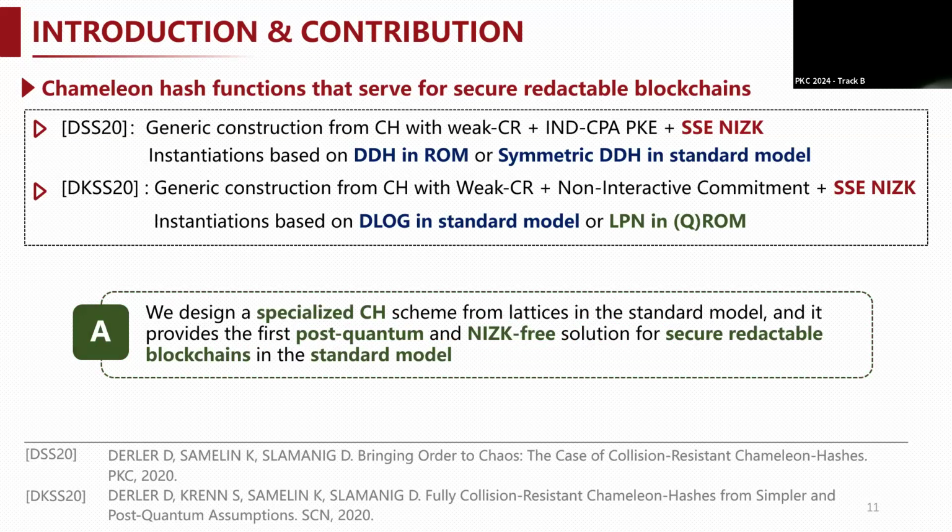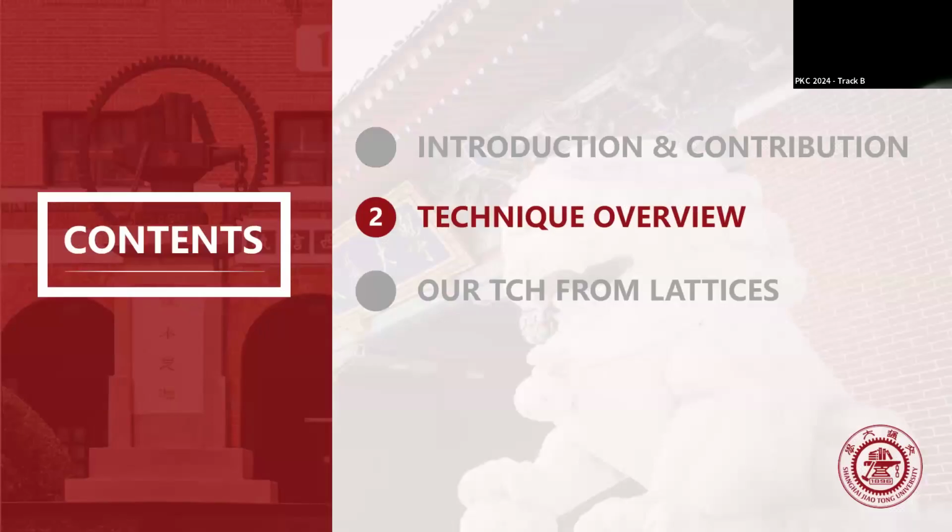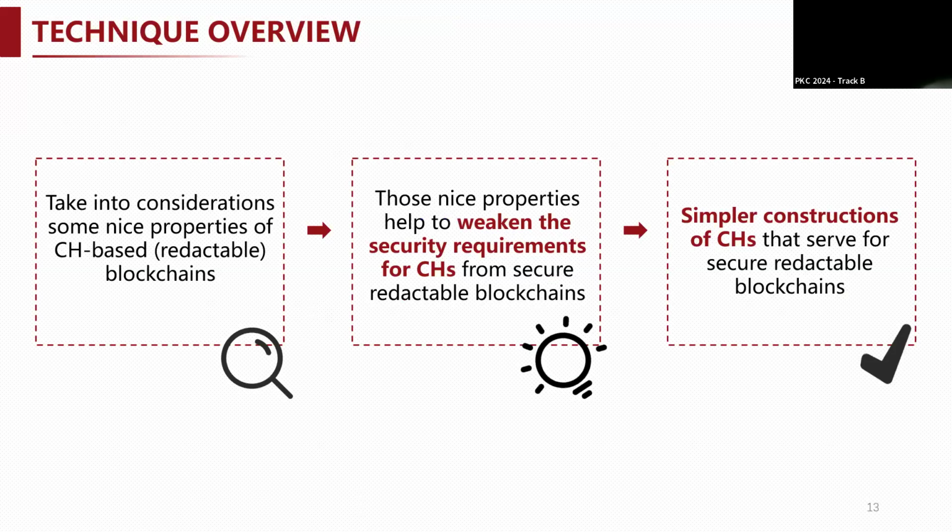In this work, we will answer this question in the affirmative by designing chameleon hash from lattices in the standard model. We provide a new approach to the question, and let's show its high-level ideas. Actually, we find that redactable blockchains satisfy some nice properties. And when taking these nice properties into consideration, the security requirements for chameleon hash can be weakened. And this makes possible simpler constructions of chameleon hash.